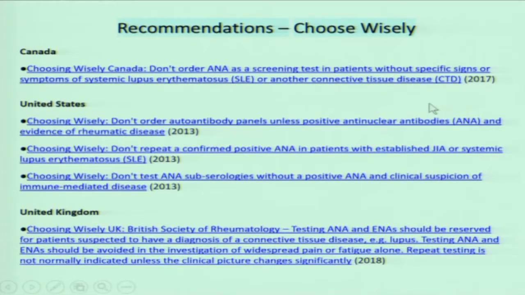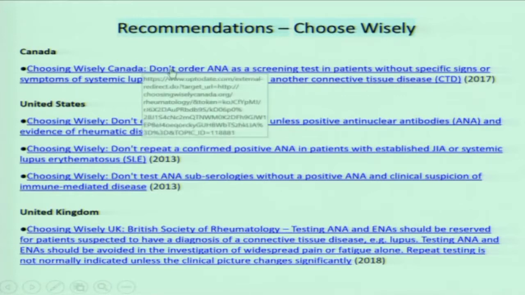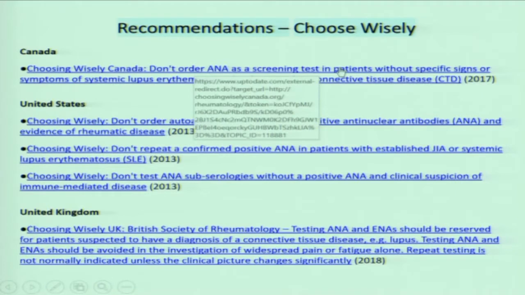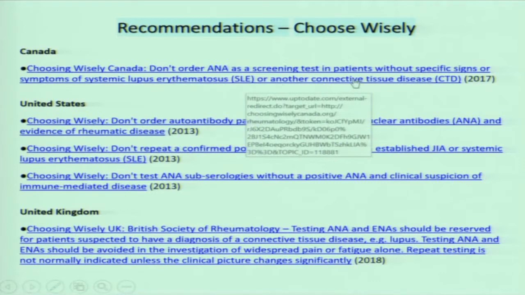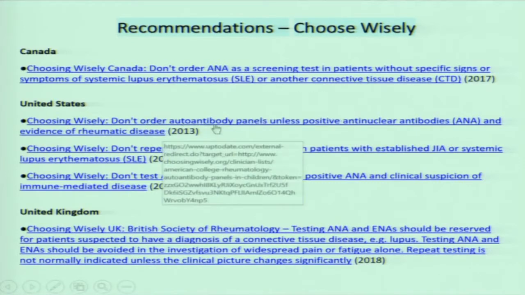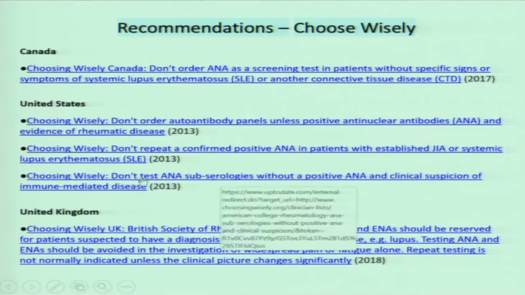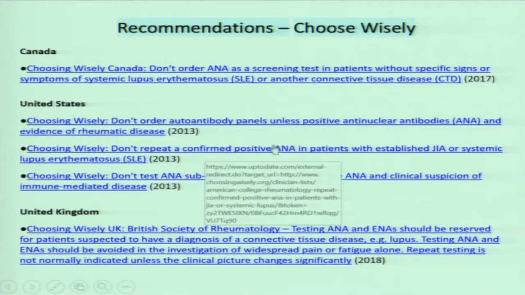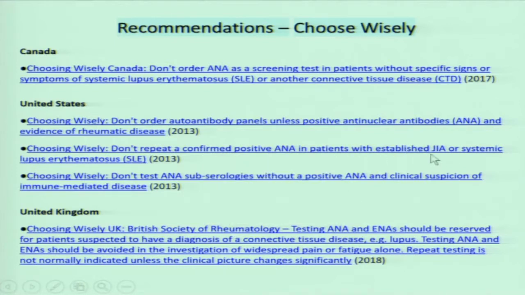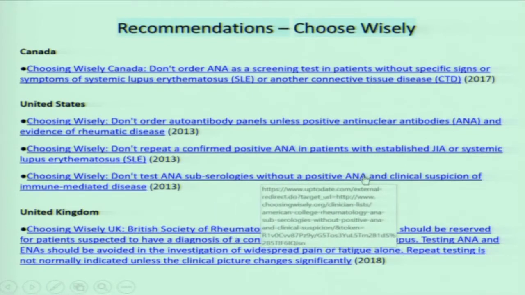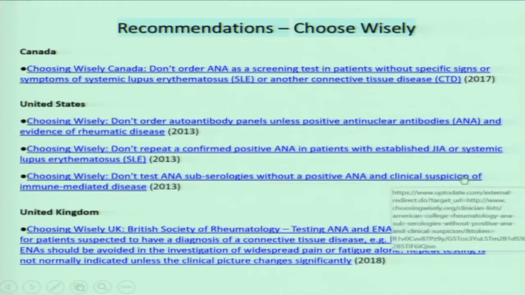And just in closing, recommendations. So choose wisely. And this summarizes a lot of what we have said. Don't order ANAs as screening tests if the patients don't have specific signs or symptoms of SLE or other connective tissue disease. Don't order autoantibody panels unless there is a positive ANA and evidence of rheumatic disease. Don't repeat a confirmed ANA positive if the patient has JIA or lupus. There is no value in repeating the test. It's only money.